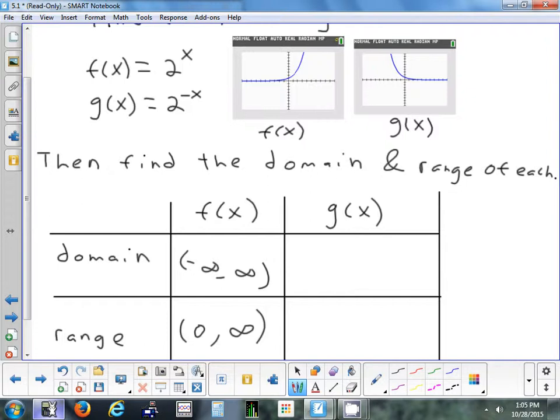Okay, what's the domain of g of x? Yeah, it's going to go left and right forever. So it's all real numbers. And what about the range? Yeah, same range.